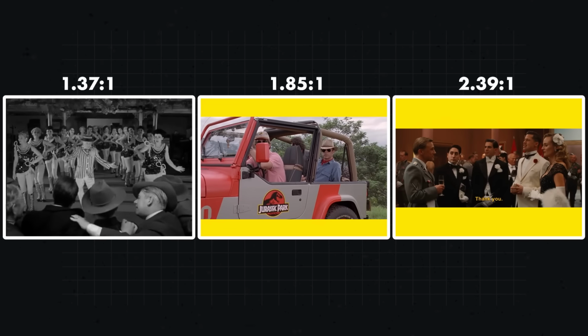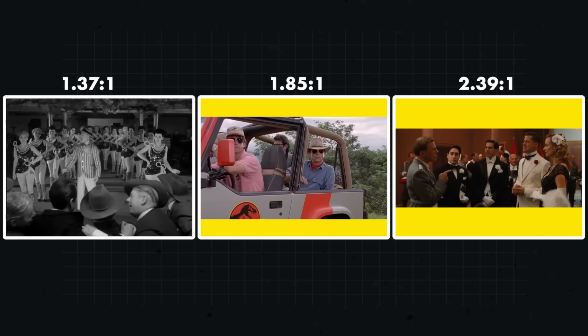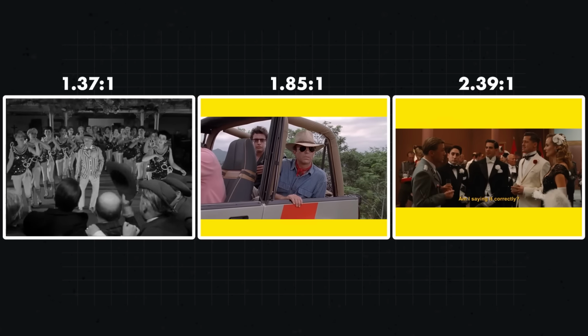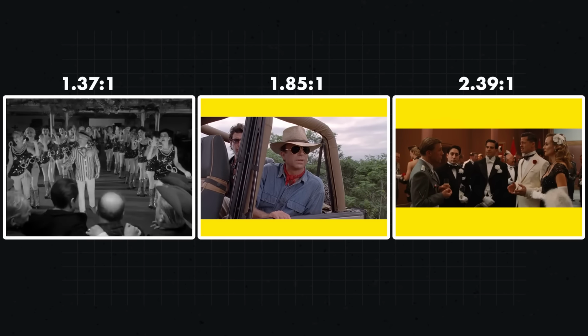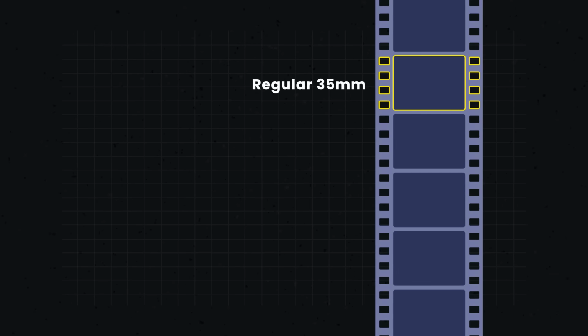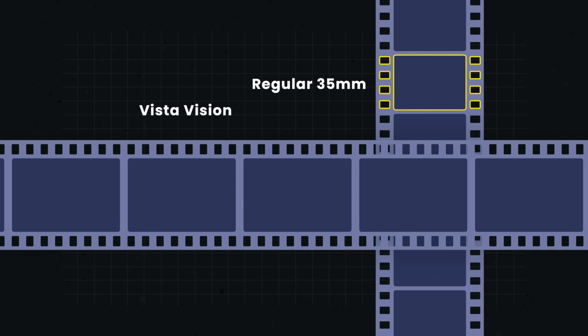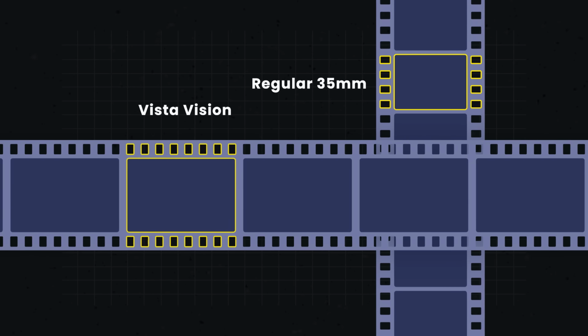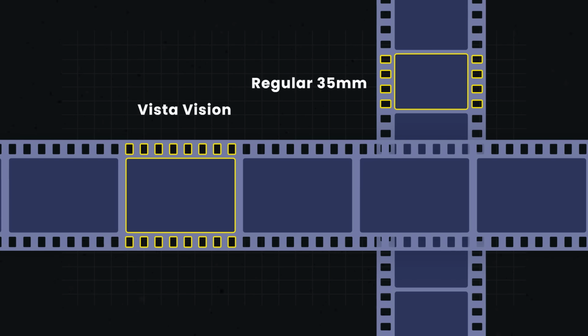Since it's the tallest, 4 perf has the most versatility when it comes to the aspect ratios, and is the format of choice when shooting anamorphic. There is also VistaVision, which is 35mm, but shot horizontally, so that it's technically 8 perf.